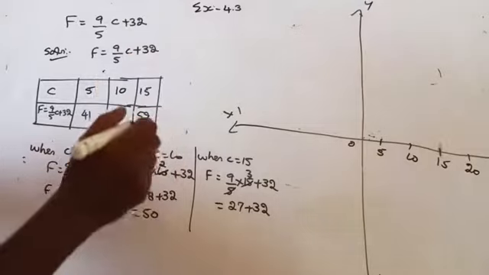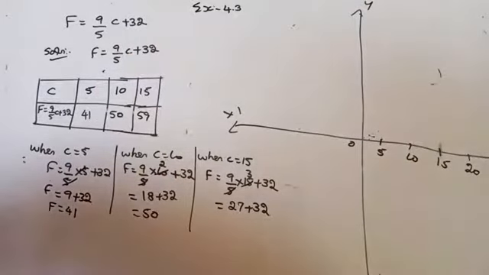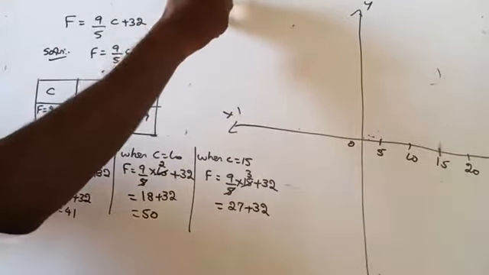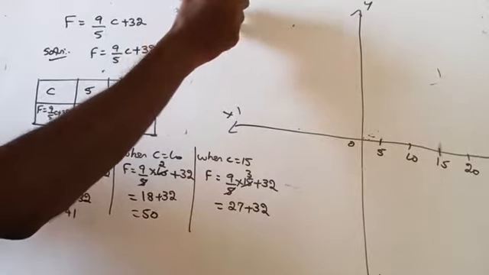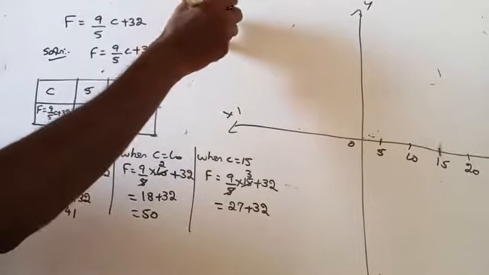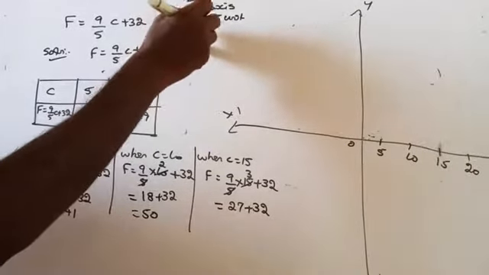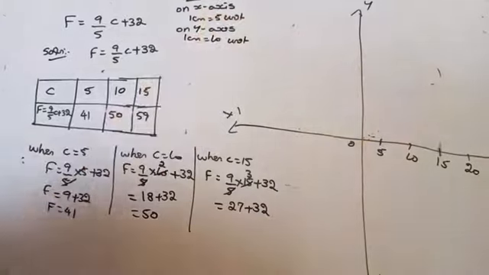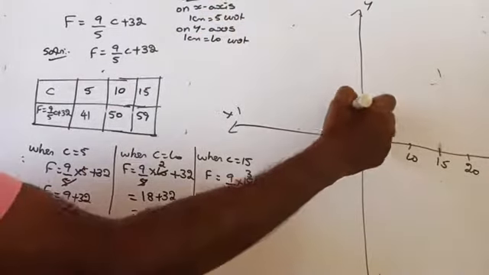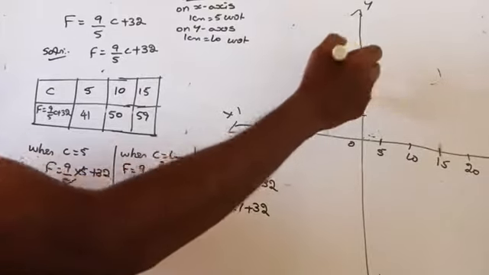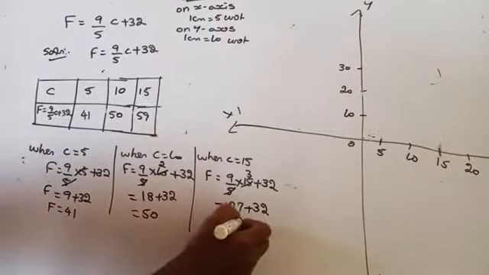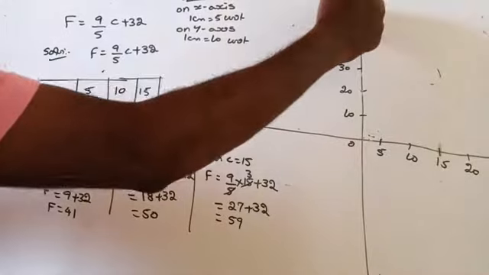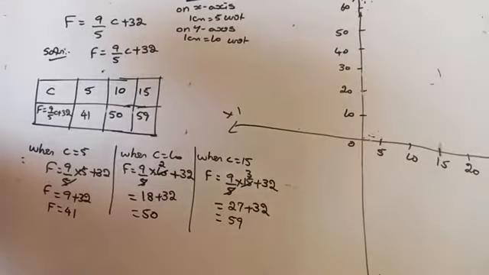On the y-axis, scale: on the x-axis, take 1 centimeter equal to 5 units. On the y-axis, take 1 centimeter equal to 10 units. Right? 0, 10, 20, 30, 40, 50, till 60.